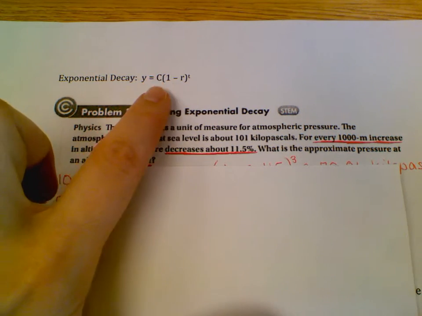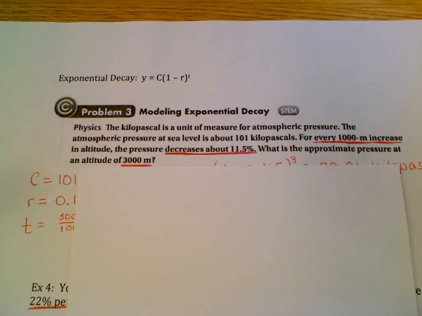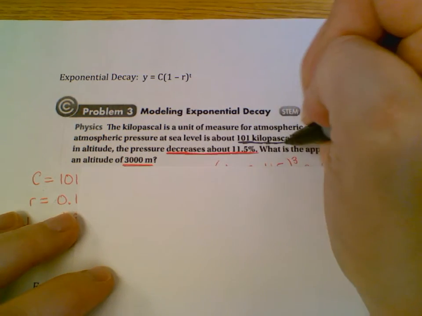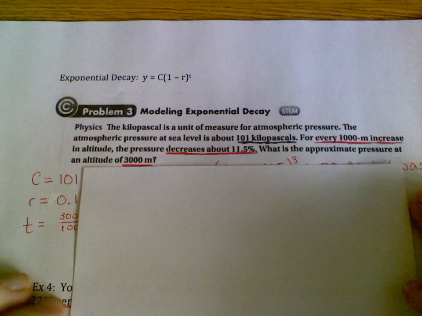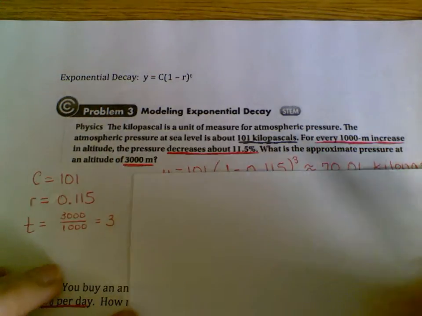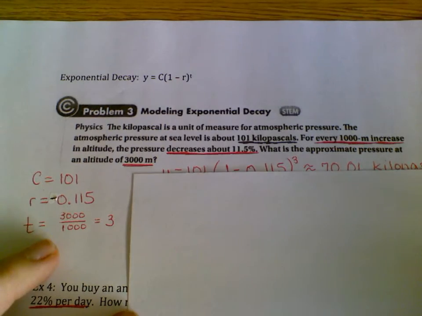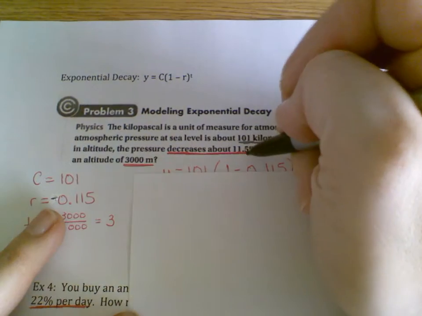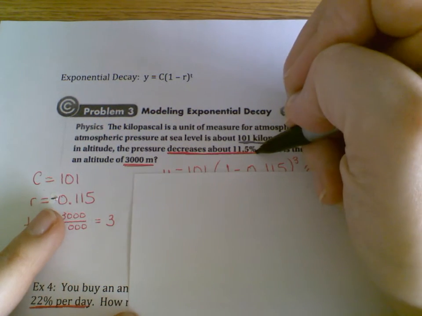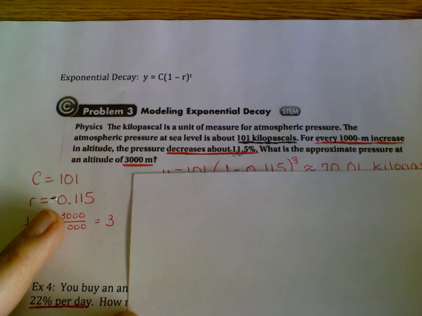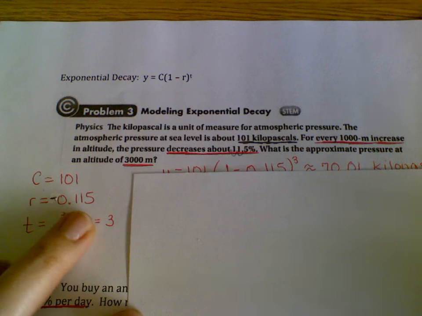Okay, so remember, the first number is my initial amount. So where am I starting at? Well, I'm starting at 101 kilopascals. So I would say that C would be at 101. Then my rate, I am decreasing by this amount. So that's how I know I'm going to be using decay, because it's going to be decreasing or a negative value. And I need to change this into decimal form. So even though it's a decimal, it's also a percent. So you need to change it into its decimal form by moving this decimal over 2 spots to the left. So it would be 0.115.